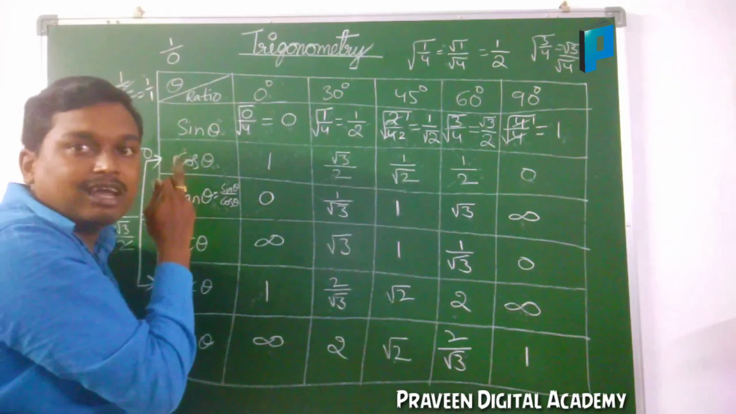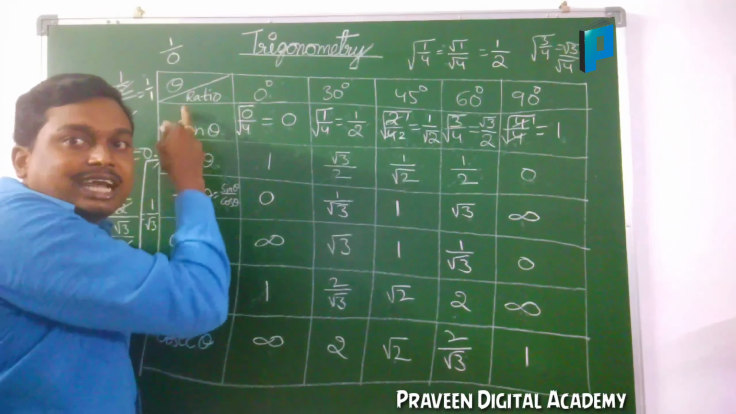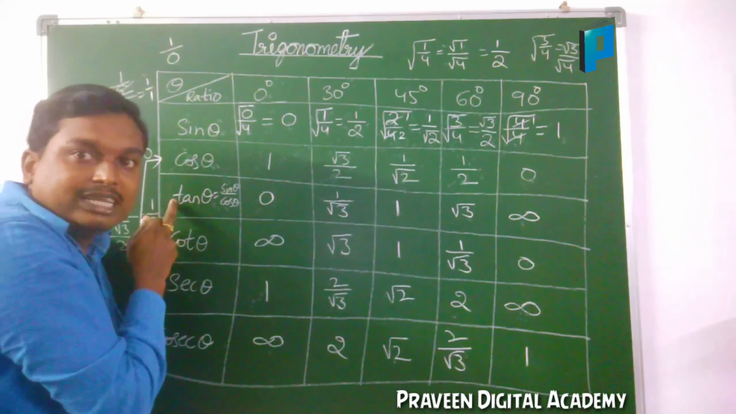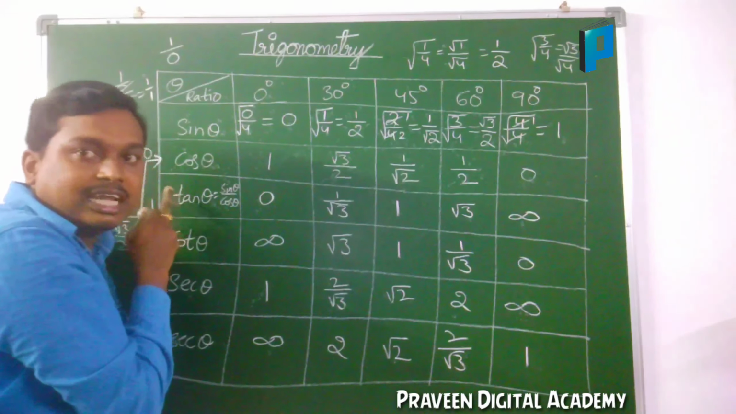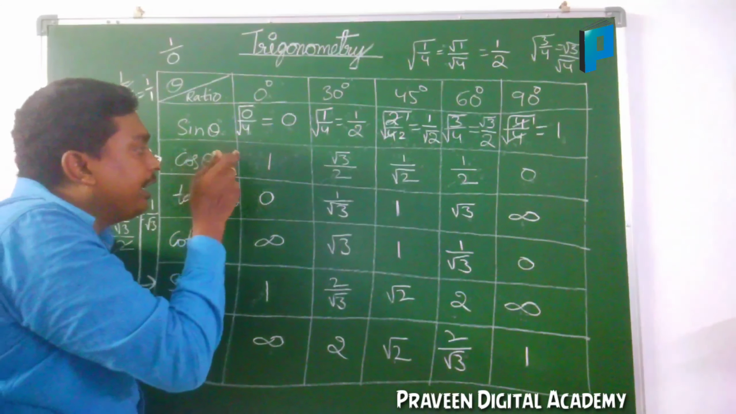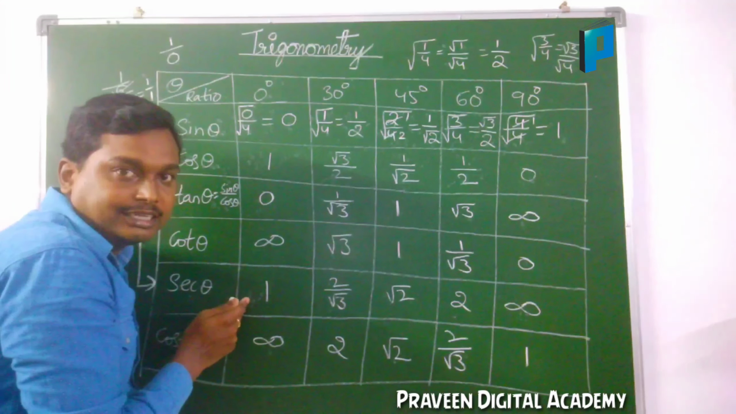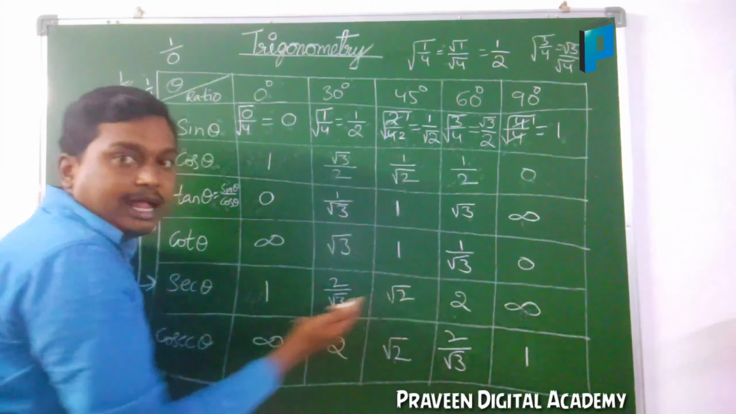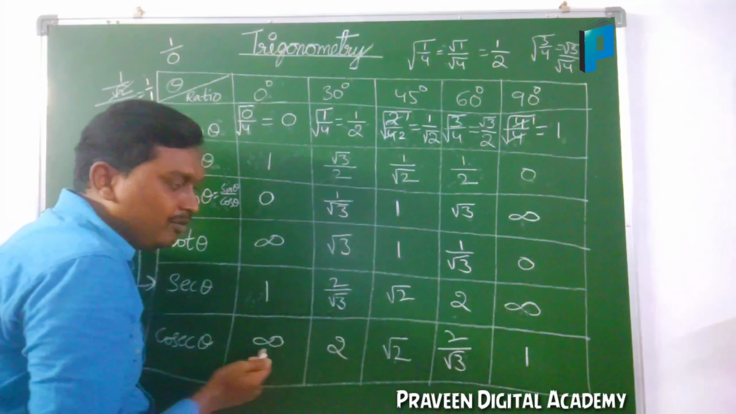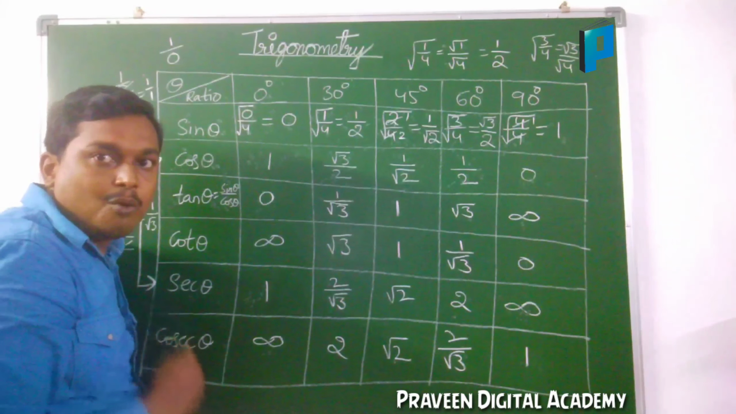If you reverse the sin value, you will get the cos value. If you divide the sin and cos values, you will get the tan value. Reversing the tan value, we will get the cot value. If you take the reciprocal of cos, we will get the sec values. Writing the sec values in reverse form, we get the cosec values.